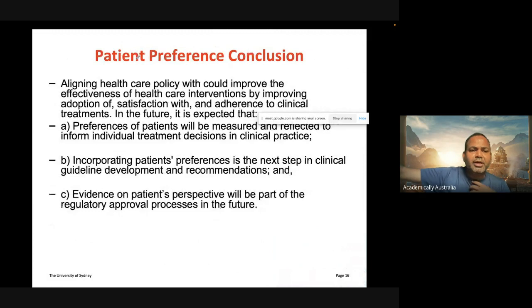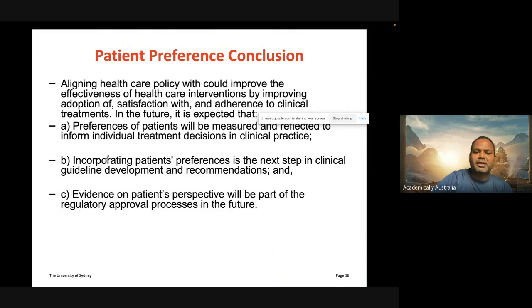So in conclusion, aligning healthcare policy with patient preference could improve the effectiveness of healthcare intervention by improving adherence or satisfaction. Obviously, if we are given the medication as per their preference, adherence will increase, or the satisfaction of the patient will increase. Okay, and so these three important factors, like preferences of patient, will be measured and reflected to inform individual treatment decisions in clinical practice. Incorporating patient preferences is the next step in clinical guidelines, and evidence on patient perspective will be part of the regulatory approval in the future.